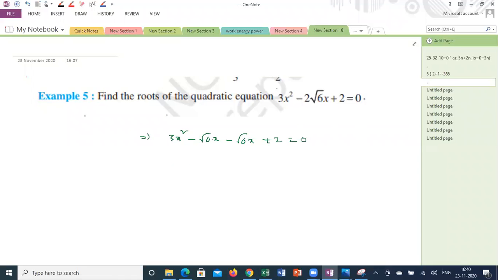If I am taking, how much can I take common here? See, root 6x, root 6x. Sum is minus 2 root 6x. The product is root 6 into root 6, which is 6. So what do I have to take common here?